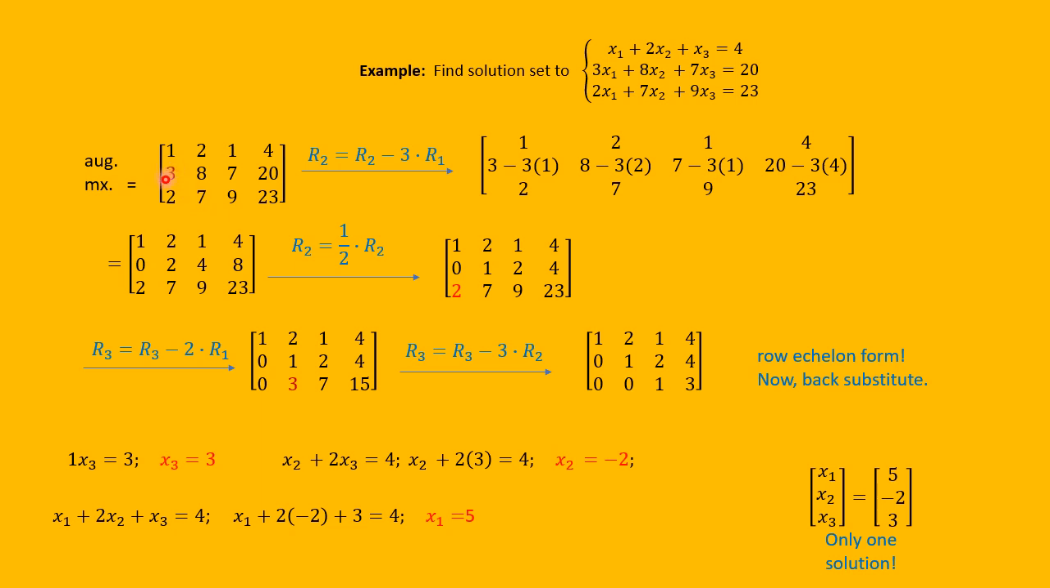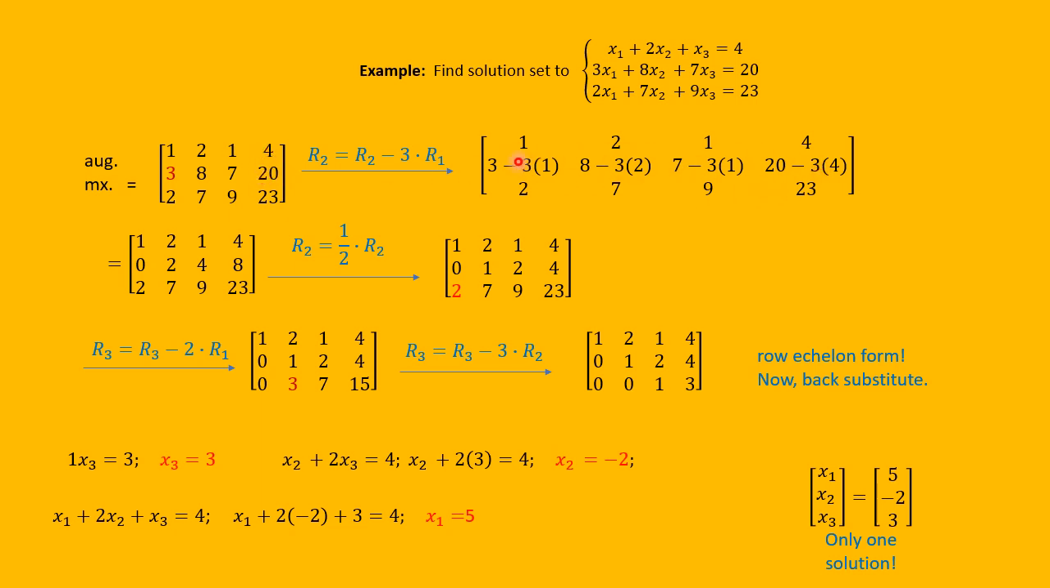The first element is going to be 3 minus 3 times 1. The second element of row 2 is going to be 8 minus 3 times 2. The third one is 7 minus 3 times 1. And the fourth element is 20 minus 3 times 4.